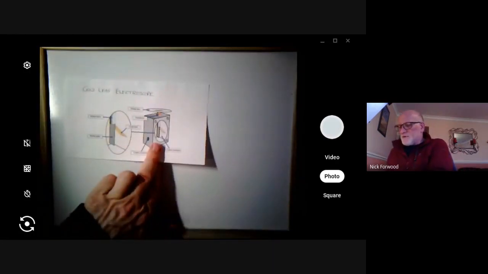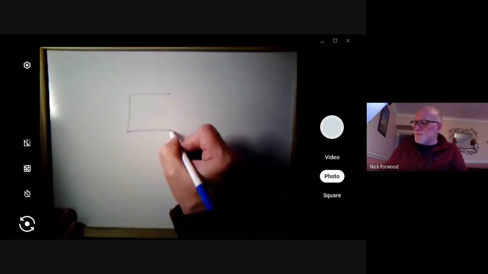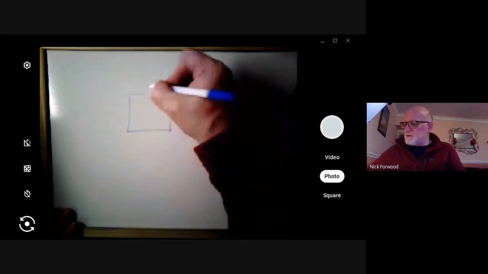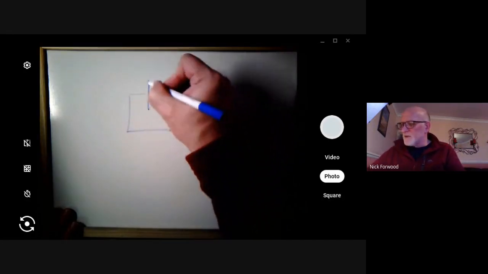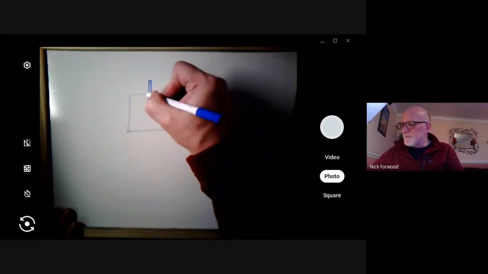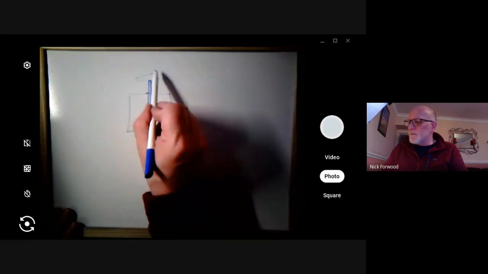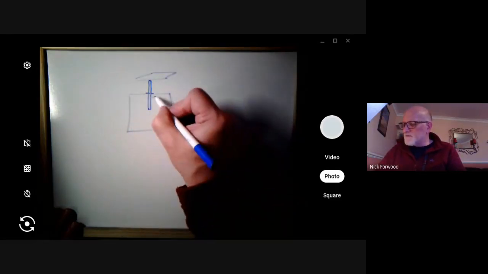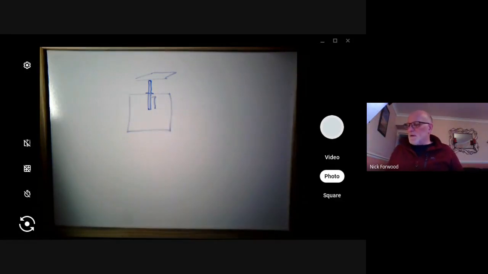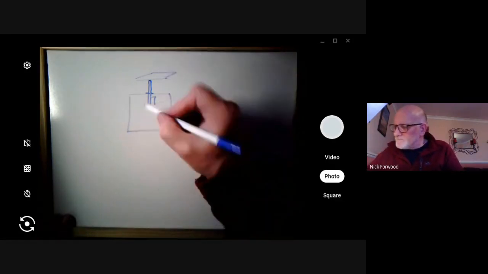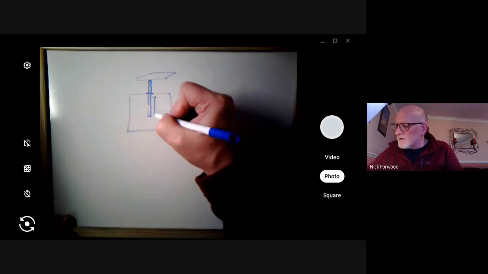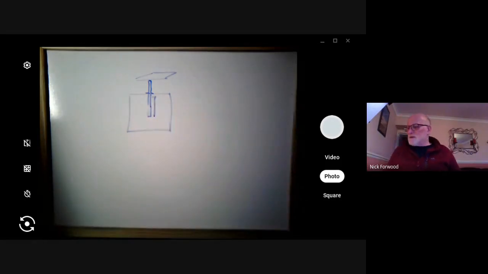And this is my diagram. If you couldn't get that diagram printed out, then you could just draw a picture of a gold leaf electroscope, and it's the box, and running down the inside into the inside of the box is this metal rod, and on top there we'll stick the plate on the top. Hanging from the side of the metal rod is the gold leaf.